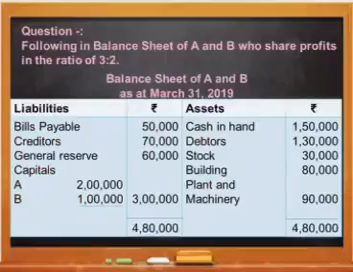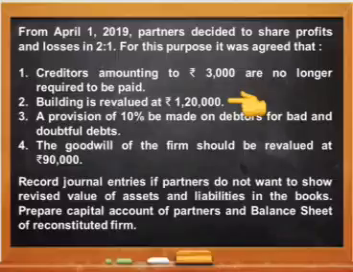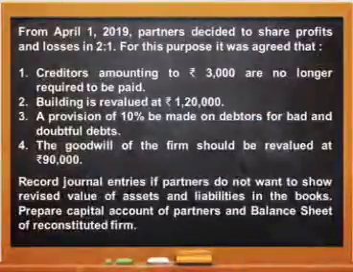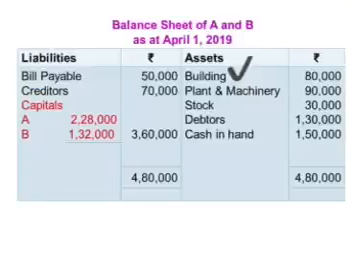So, the building was 80,000 in the old balance sheet. Despite the fact that its value increased to rupees 1,20,000, we will record it at the old value only, since the case says the revised values are not to be recorded in the books of account. This is why we did not prepare a revaluation account. Similarly, all the assets and liabilities are recorded at their old value only.